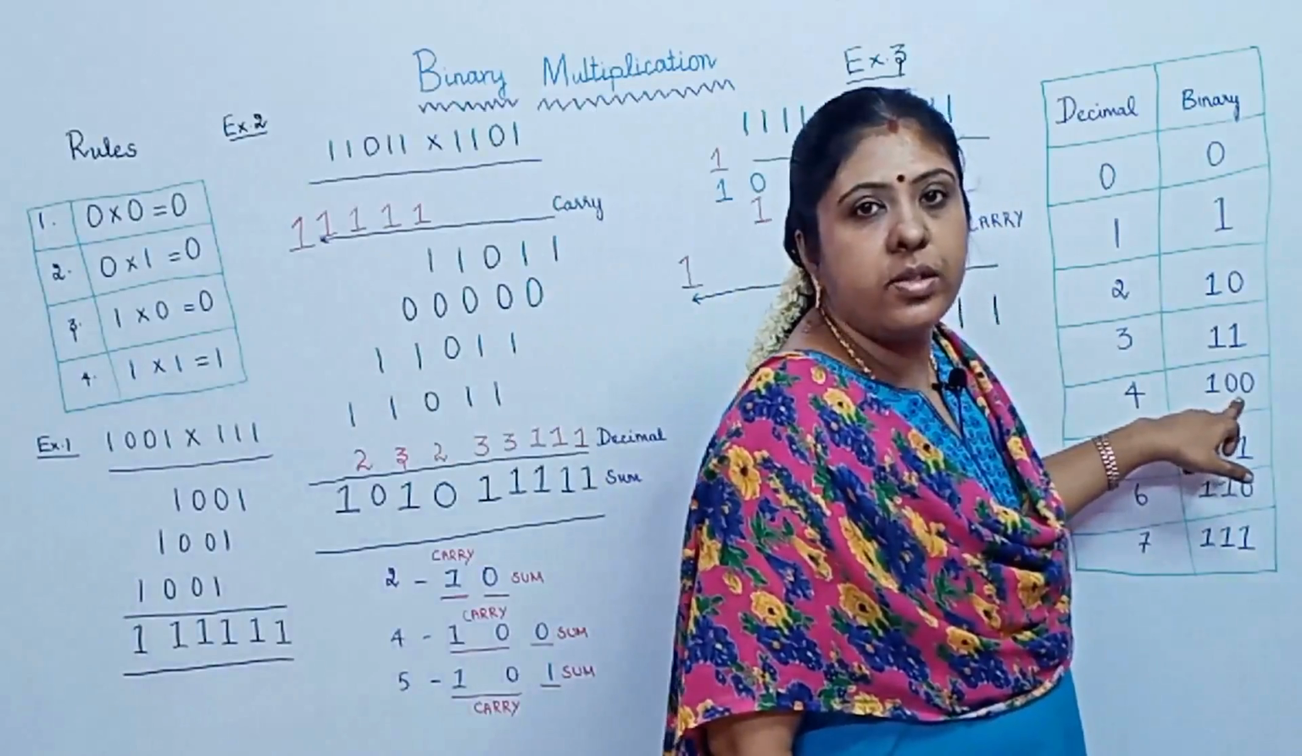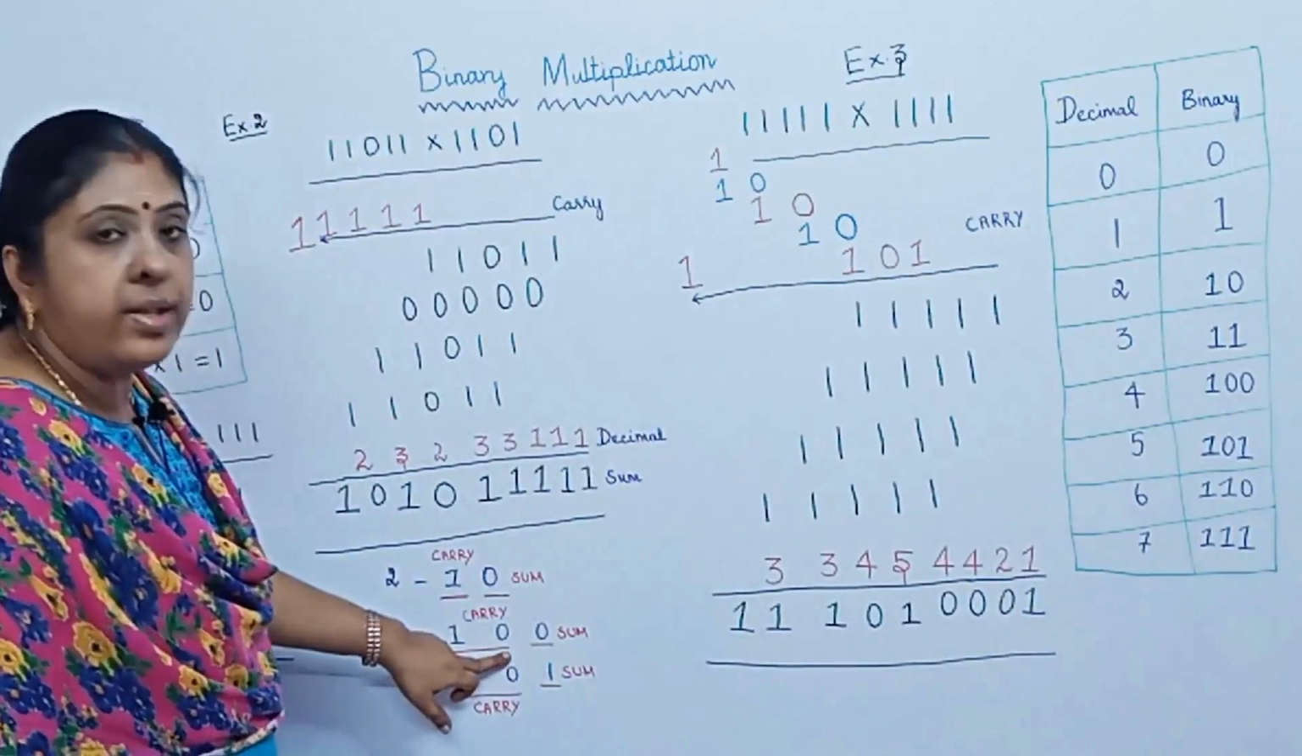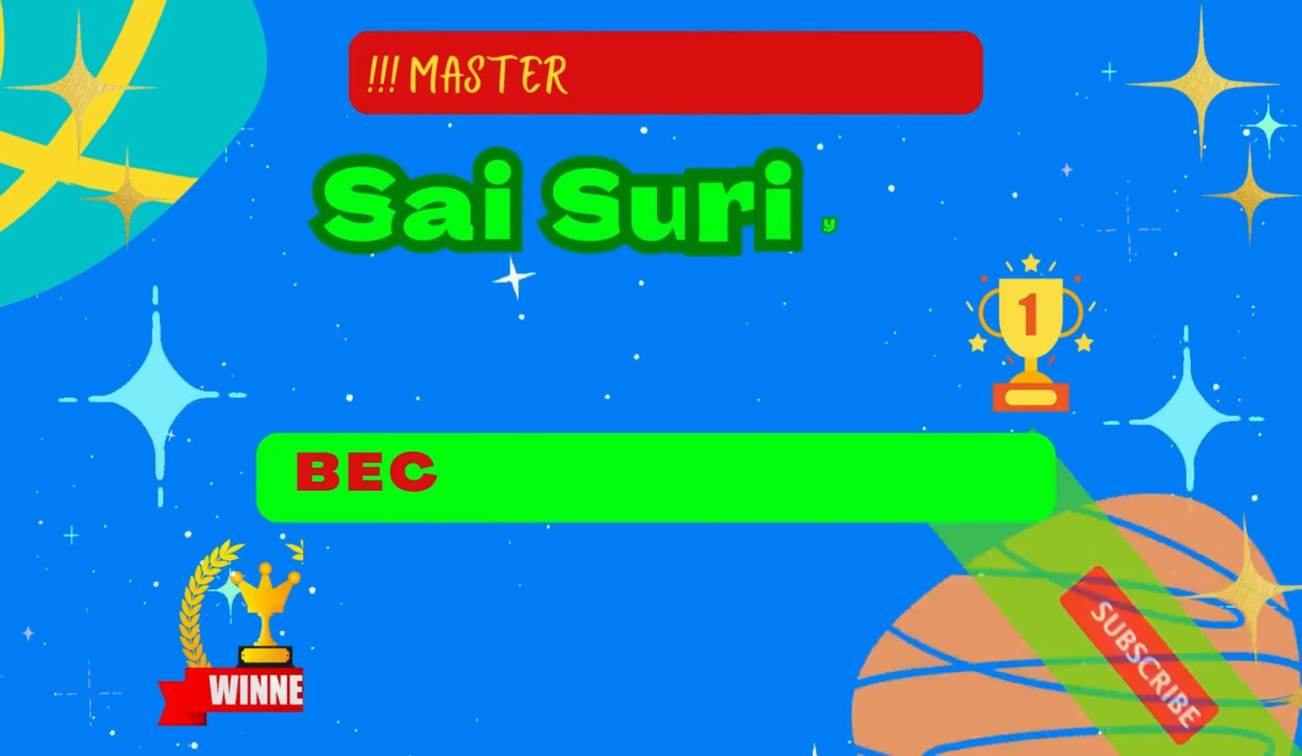The binary value is 100. The last digit 0 is called the sum bit. The 10 is called the carry bit.